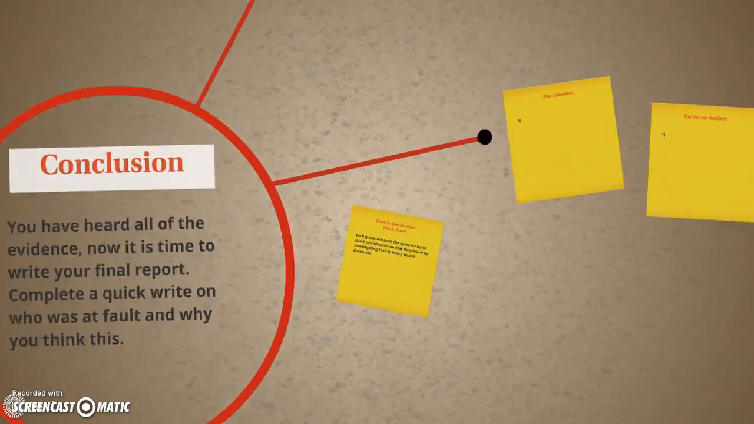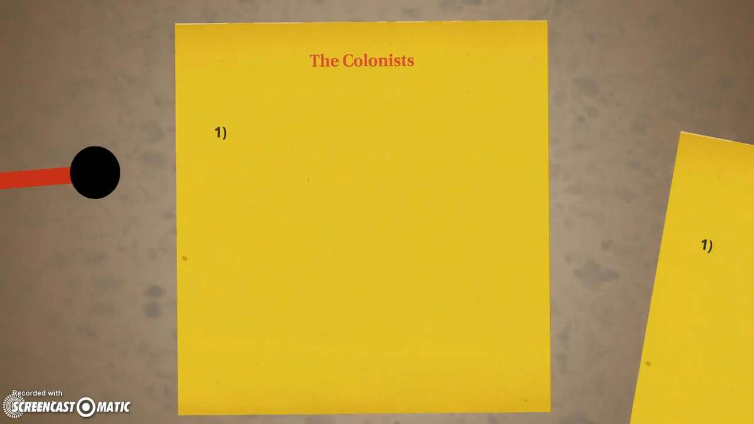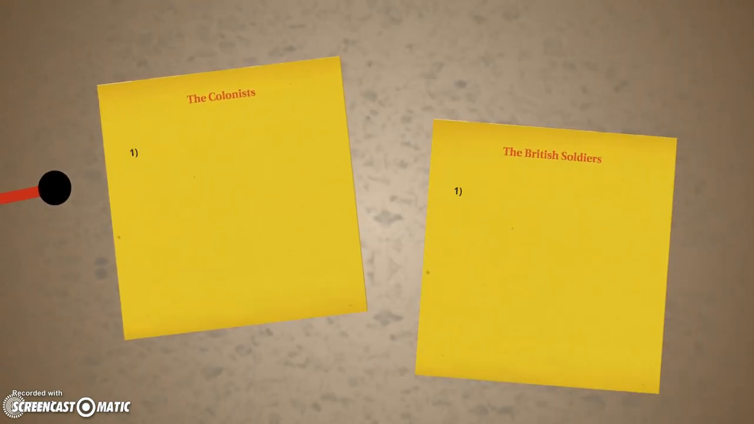And I'm going to go back and put up our 2 sheets. We have the colonists and the British soldiers. Now I can't say it. And you guys can use any of the information on these 2 sheets to support your quick write. All right, thank you guys.